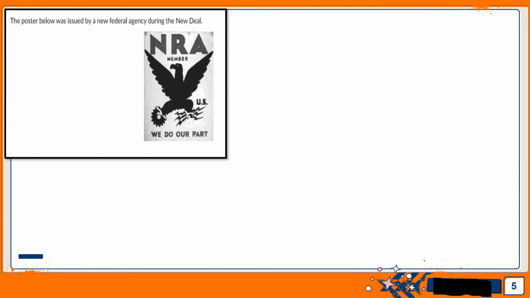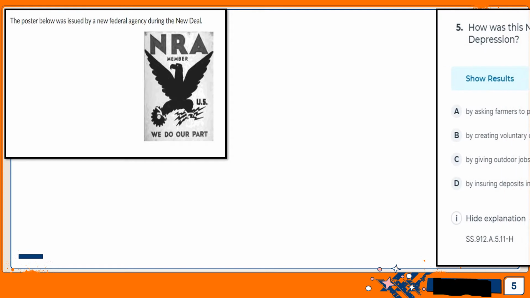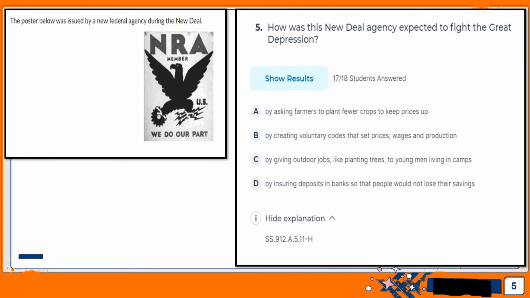All right, we look down in the left corner, we see, once again, a minus, things we need to work on. So we didn't do too well on this one. Let's try to figure out why. Maybe it's because when we looked at that poster and we saw NRA, we were thinking National Rifle Association. So we were thinking about protecting our Second Amendment right, having our guns. But that's not what the NRA, dealing with the New Deal agency, was talking about. Remember from our study guide, NRA stands for National Recovery Administration.